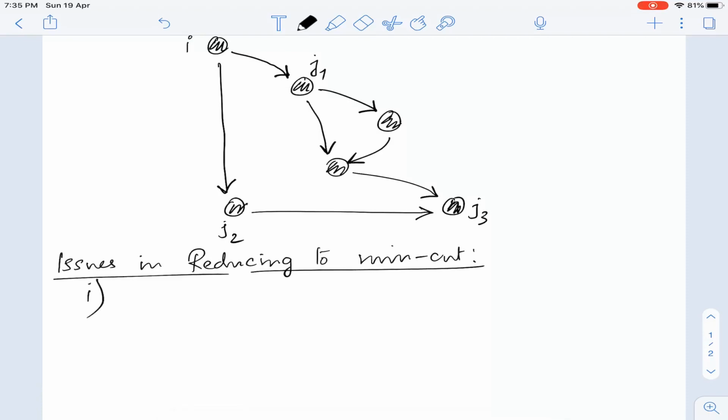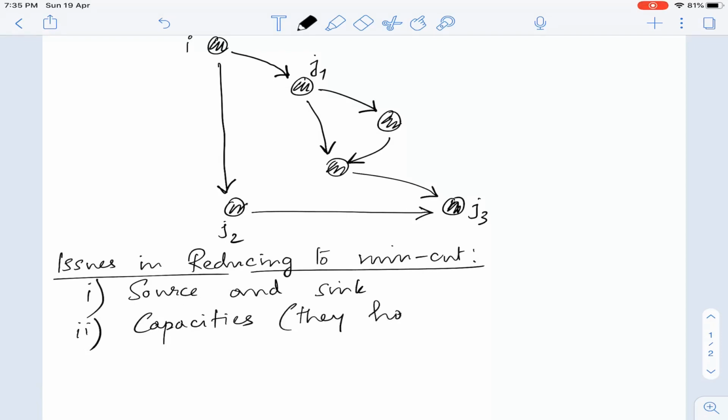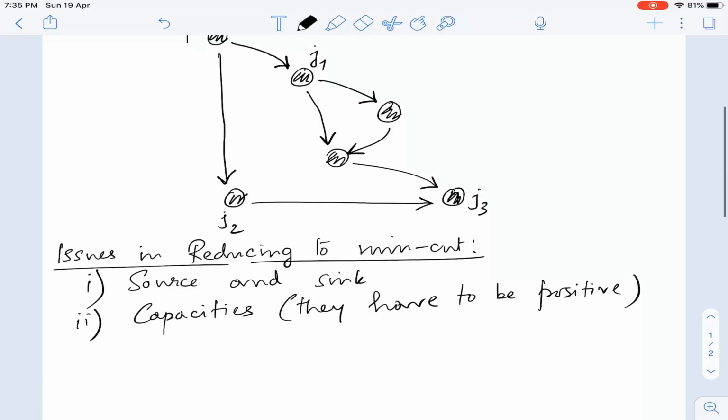The first issue, of course, is source and sink. The second issue is how about the capacities? I have to worry about what capacities to add to each of these edges, and remember they have to be positive. The reason I am stressing this fact is that there are some negative quantities in my input. There are some negative profits for some projects, and we have to do something about them. We have to use only positive capacities, otherwise I cannot apply max flow or min cut algorithms. So we have to see how to handle the negative numbers in my input.